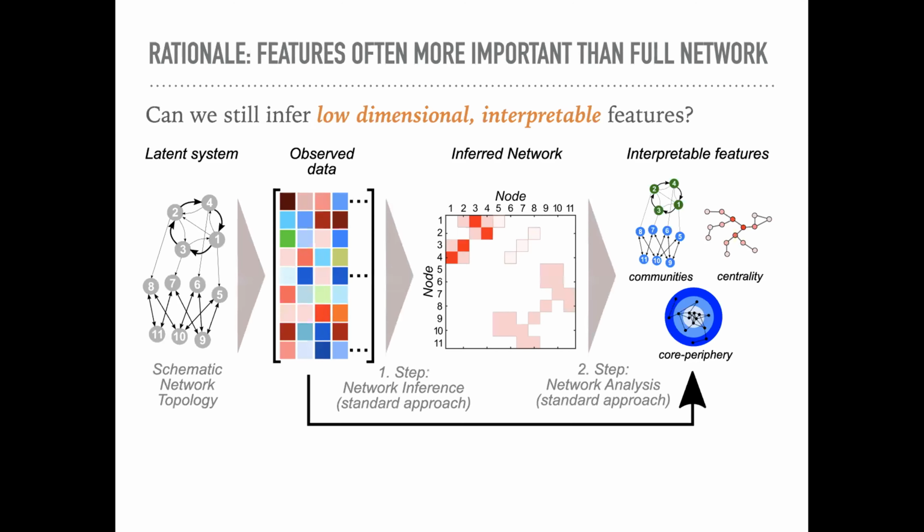So basically we have a latent system, and this could be some sort of dynamical system. We measure the data. Now what you would typically do is infer the network, and this is, however, not the end of the story. You then go on and try to learn some community structure, centrality measures, core-periphery. You analyze the network. And if this is indeed your goal, then there is still hope.